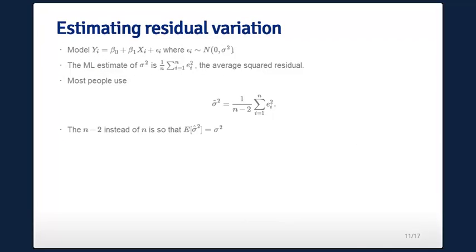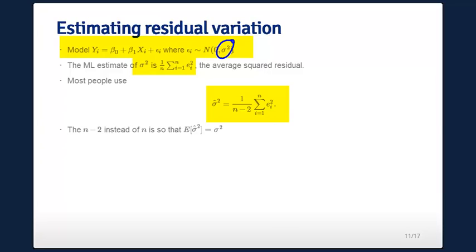So the residuals are useful for estimating residual variation, right? Remember in our model, our residual variation was sigma squared, right? That's the variance of the y's and also the variance of the epsilons. So the ML estimate works out to be the average squared residual. But most people for regression divide not by n, but by n minus 2.